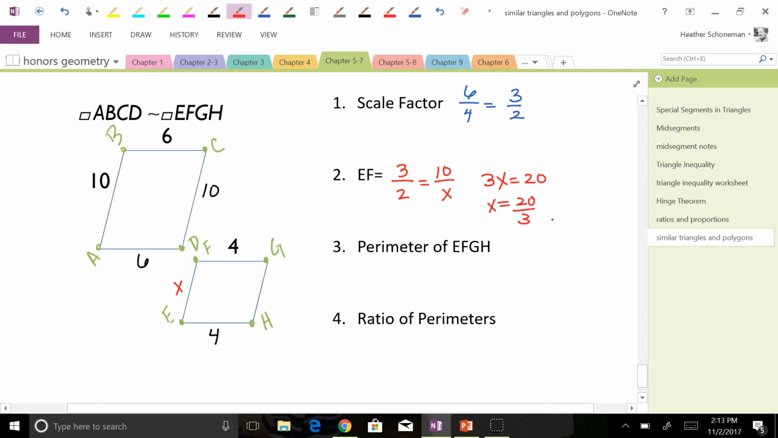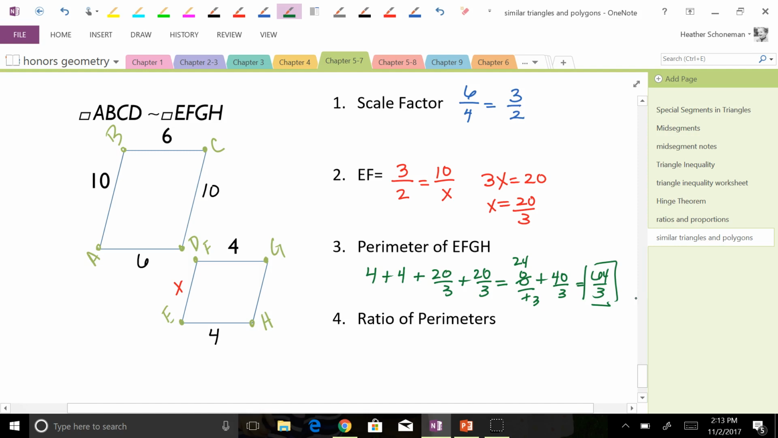Now it wants to find the perimeter of EFG. Well, EFG is the smaller one, so I've got to add up all the sides. I know the top and bottom are both 4, and I know the left and right are both 20 thirds. So let's simplify that. That would be 8 plus 40 thirds. Now we need common denominators. So this would be 64 thirds for the perimeter.